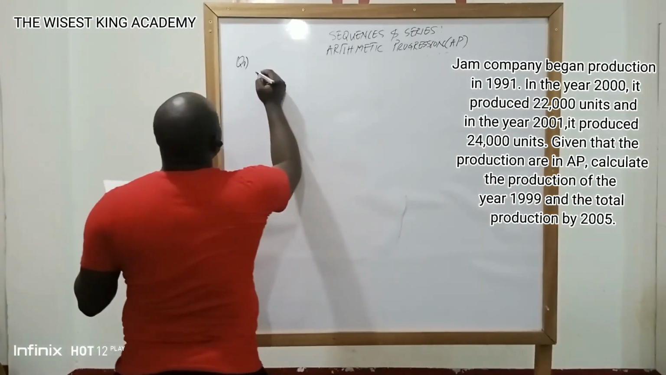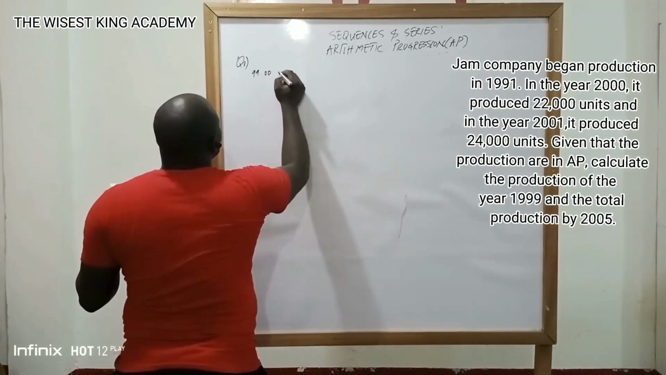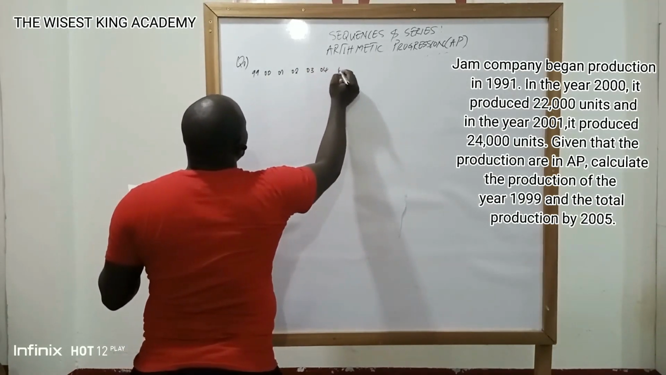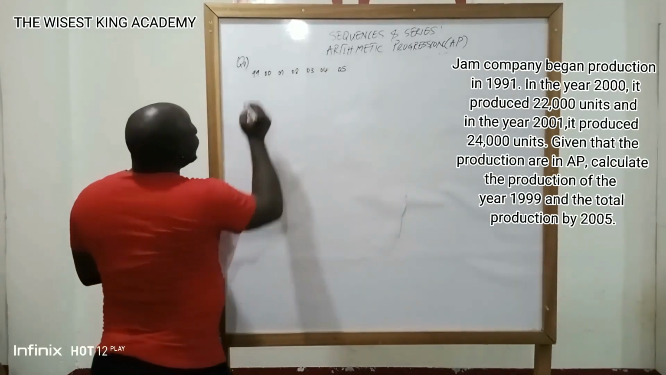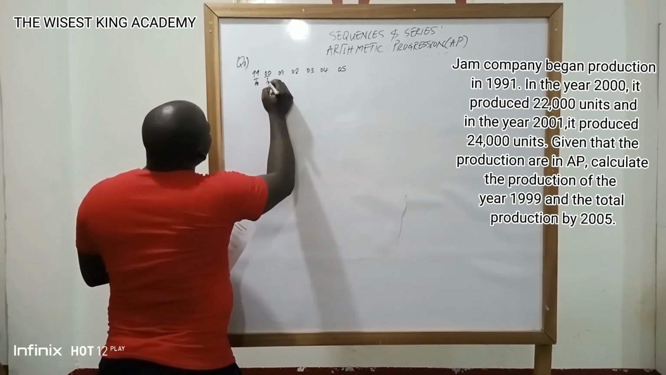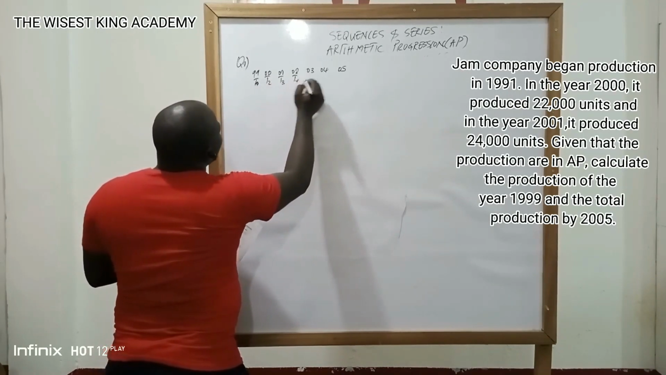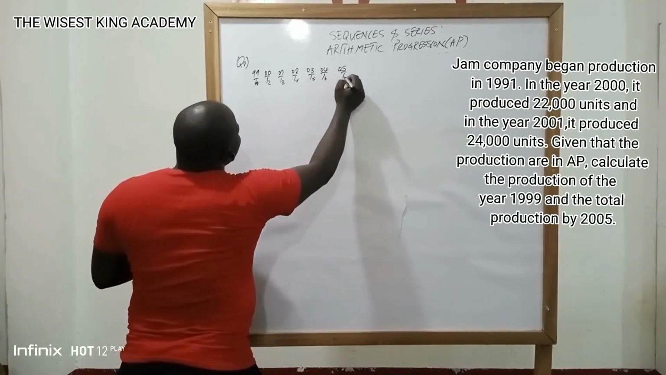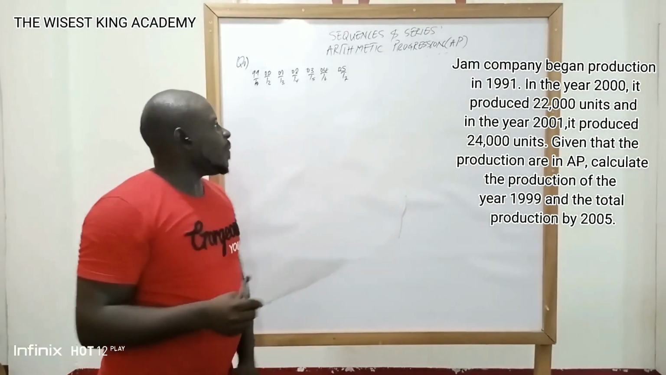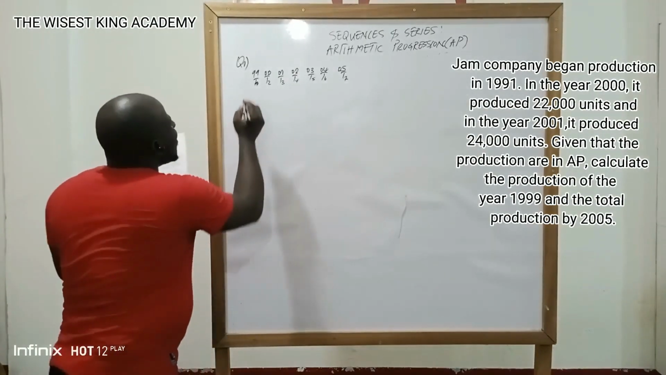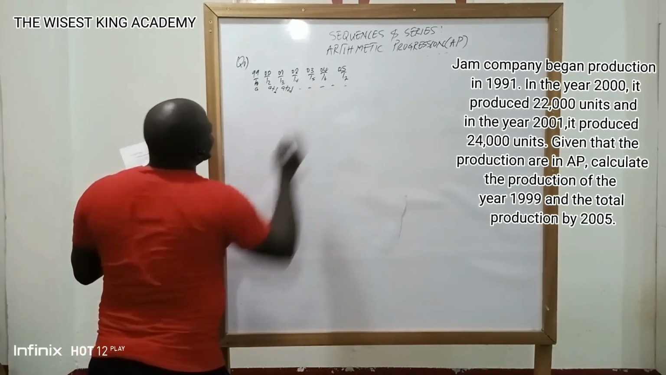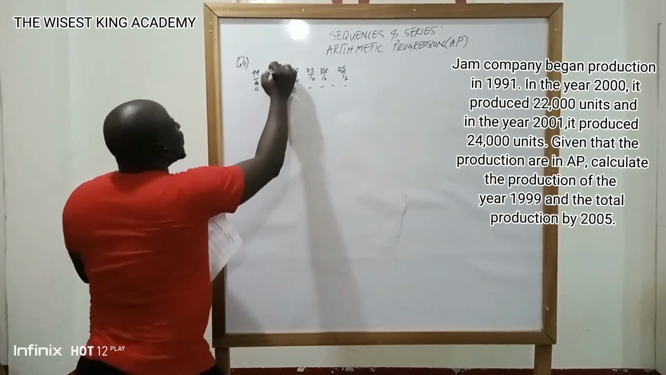Now, this company started production in 99, 2000, 2001, 2002, 2003, 2004, 2005. Now, what does this mean? It means that 1999 is T1, 2000 T2, 2001 T3, T4, T5, T6, and T7. It means the total production by 2005, this company must have been producing for 7 years. And don't forget, here we have A, here we have A plus D, A plus 2D, and so on and so forth.